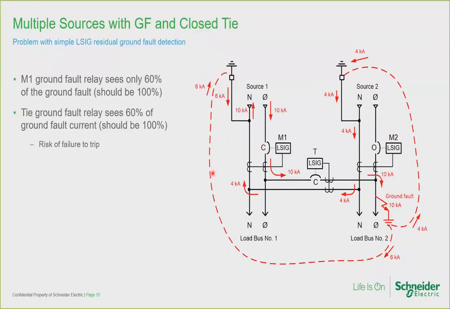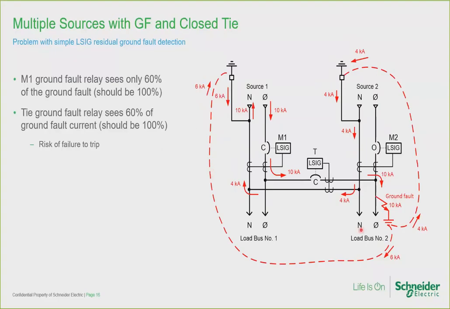Here we have a main-tie-main arrangement where the mains and tie are closed and main 2 is open. So the source 1 transformer on the left is supplying both buses through the closed tie. I've shown a ground fault of 10,000 amps on bus 2 at the bottom right-hand corner.